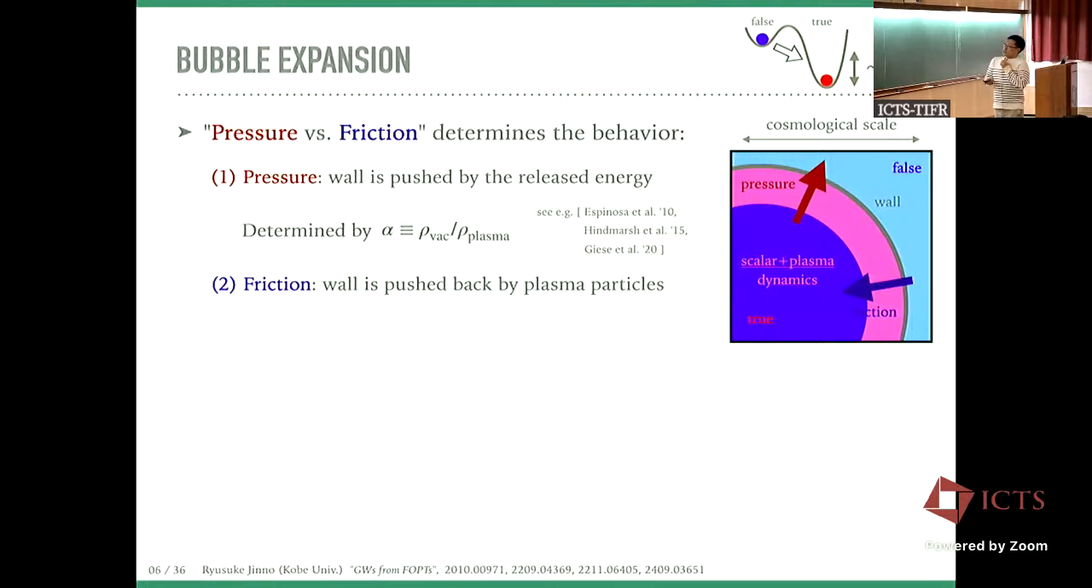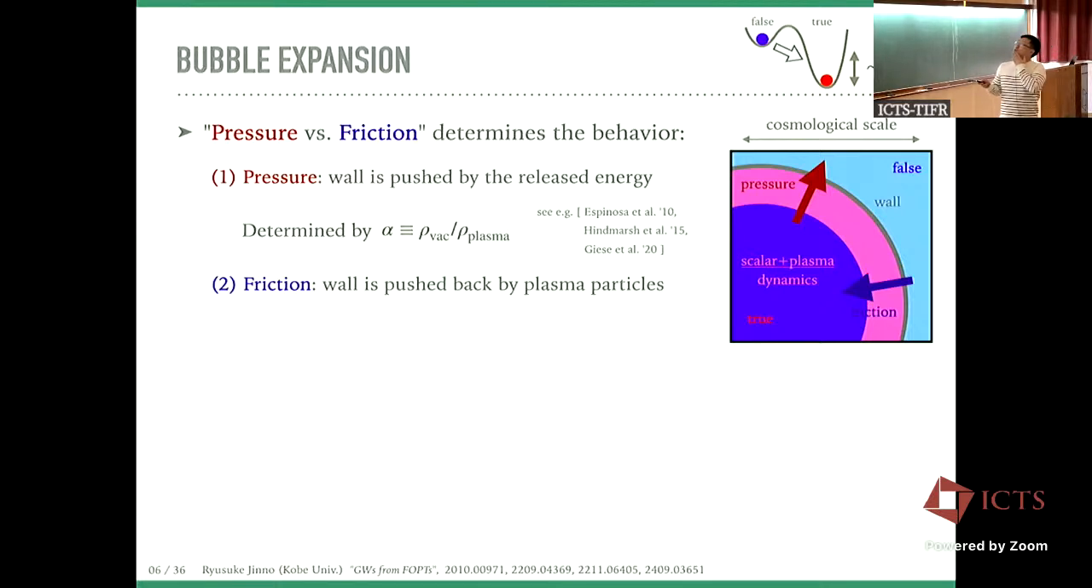And this is not the end of the story, because once this tiny seed is nucleated, it starts to expand. To understand the bubble expansion, one single phrase is actually enough: pressure versus friction. This is a simplified toy view of an expanding, cosmological-size bubble. The pressure on the wall arises because the true vacuum is energetically favored. Basically, the pressure comes from the released energy.